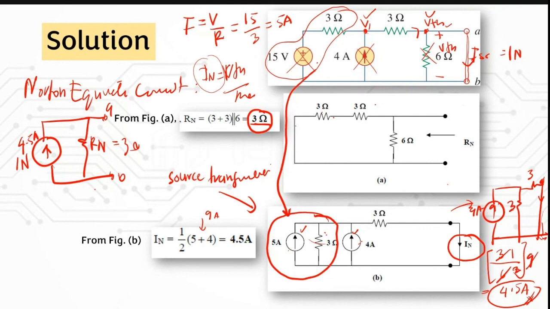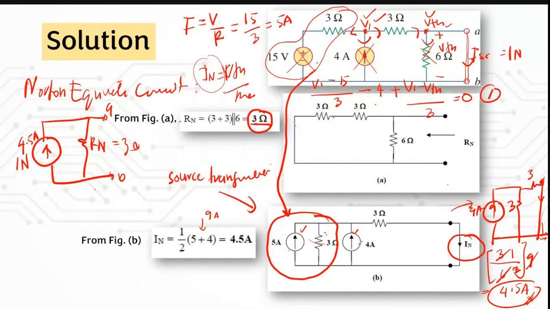So for this one, you need to have these directions of current here. The first node and the second node, where we put VTH. For the first node, what you have is V1 minus 15 over 3. This is the opposite direction, minus 4 plus V1 minus VTH over 3 equal to 0. This is the first equation.